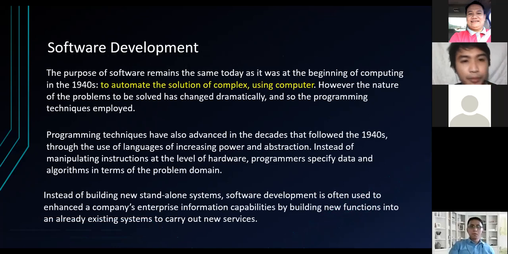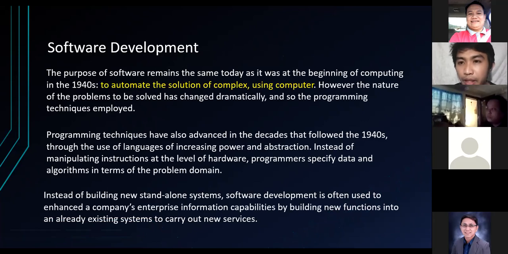The purpose of software remains the same today as it was at the beginning of computing in the 1940s, and the purpose is to automate the solution of complex problems using computers. However, the nature of the problems to be solved has changed dramatically. Programming techniques have also advanced in the decades that followed the 1940s through the use of languages of increasing power and abstraction. Instead of manipulating instructions at the level of hardware, programmers specify data and algorithms in terms of the problem domain. Instead of building new standalone systems, software development is often used to enhance a company's enterprise information capabilities by building new functions into an already existing system to carry out new services.